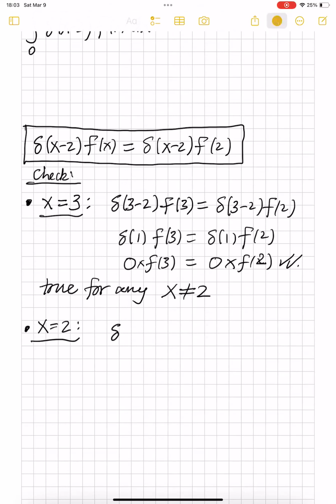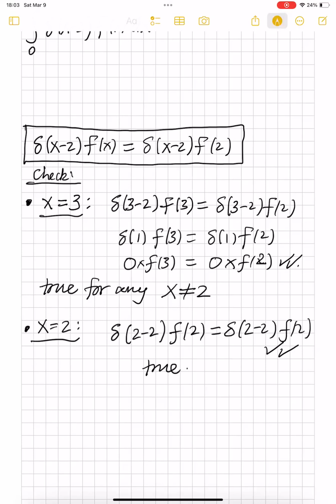So delta of x minus 2 becomes delta of 2 minus 2 times f of 2, which is equal to delta of 2 minus 2 times f of 2. I've just plugged in 2 everywhere I saw an x, and this is obviously true. So the equation is also true when x is 2. So it's true if x is not 2, and it's true if x is equal to 2, which means this equation is always true. Good.